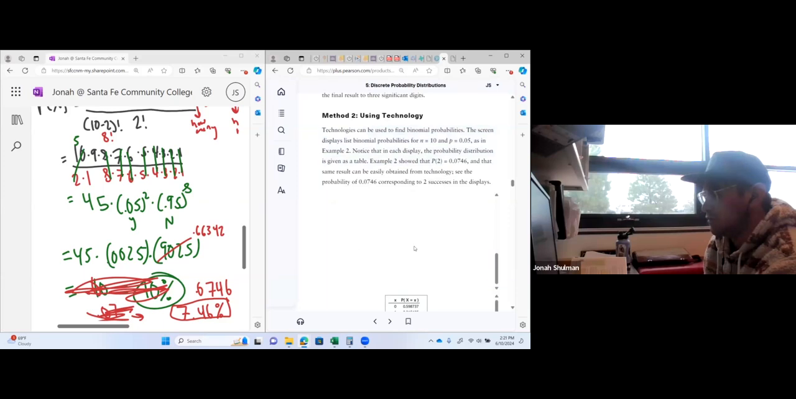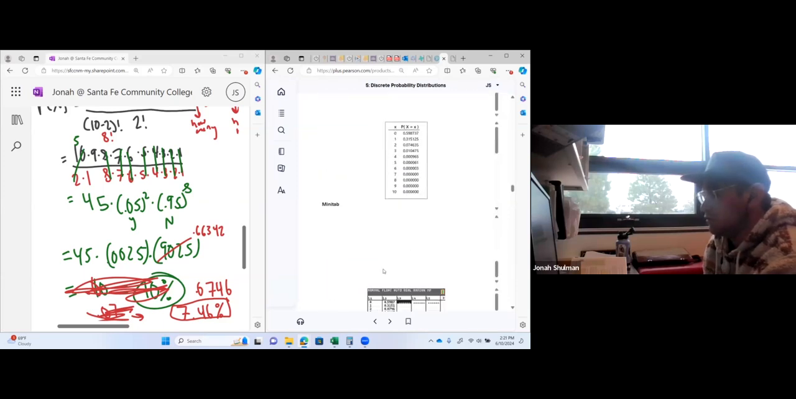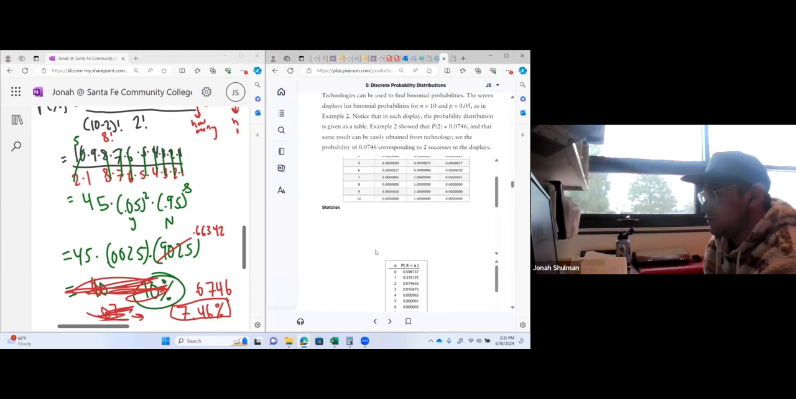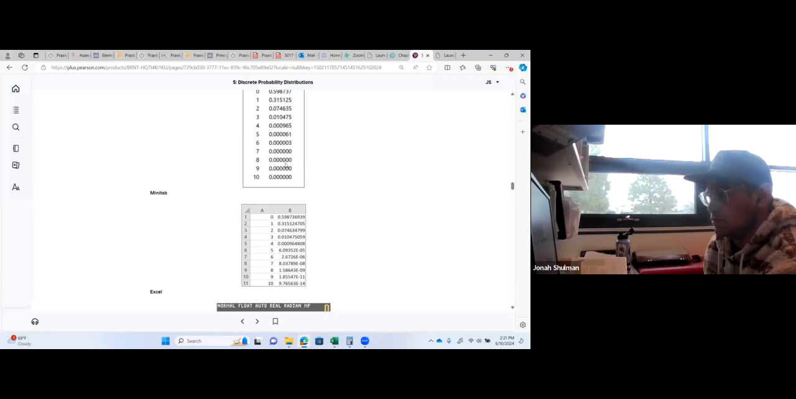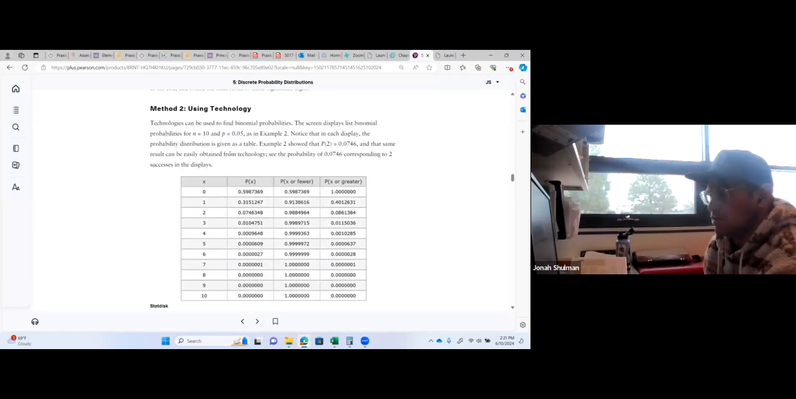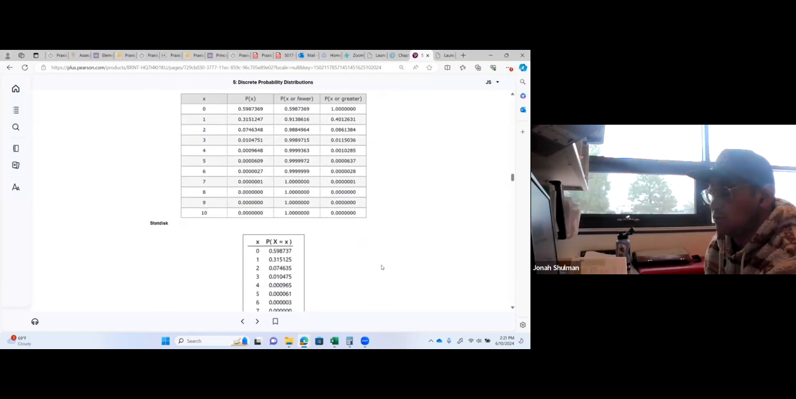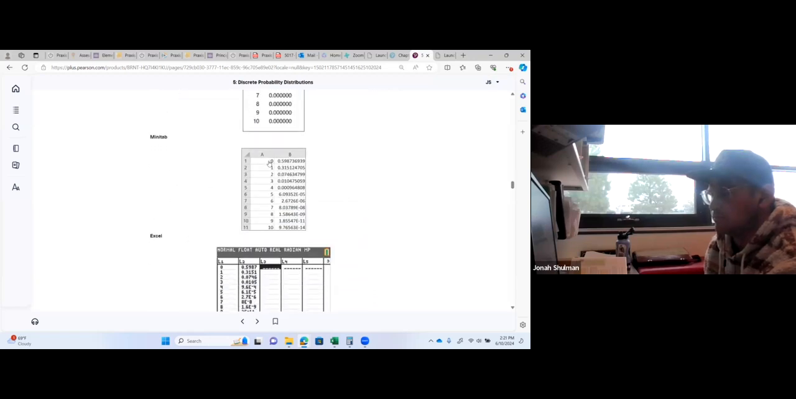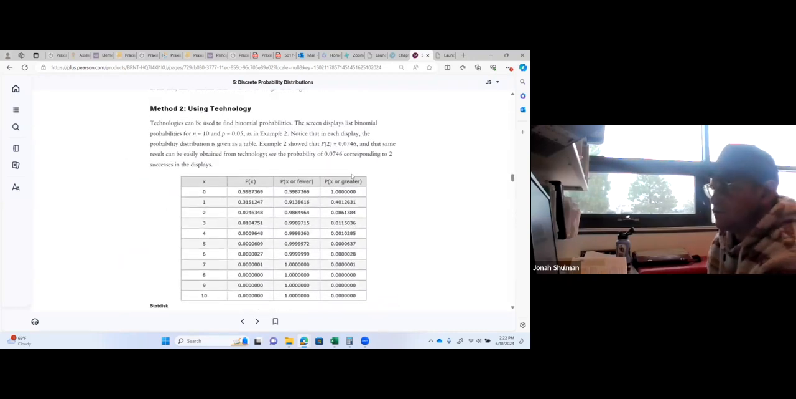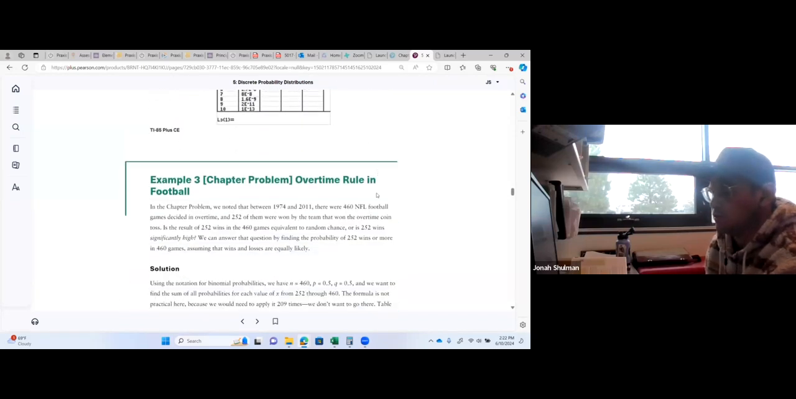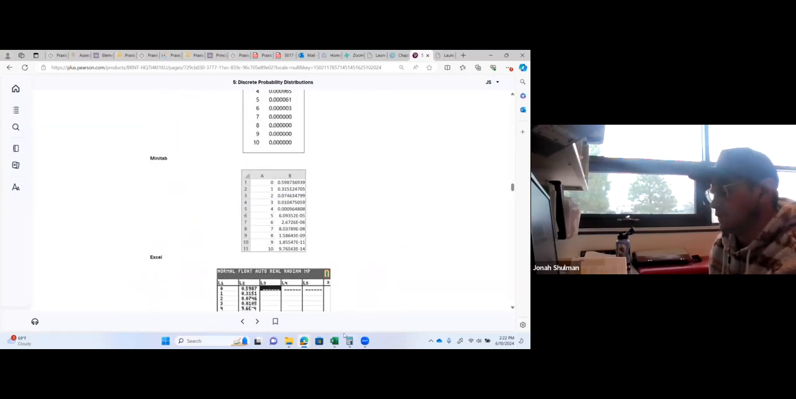We're not going to use StatDisk because we don't have access to that. I'm sure we can do it with Excel. It's not being my friend. All right. So Excel gives us this formula. And we need to do a binomial probability. Okay, let's see how this works out. Excel says 0 through 10, and it gives us these values. It doesn't really show us how. So I never used Excel for this. I've only ever used the formula.